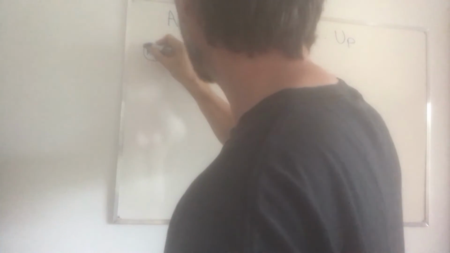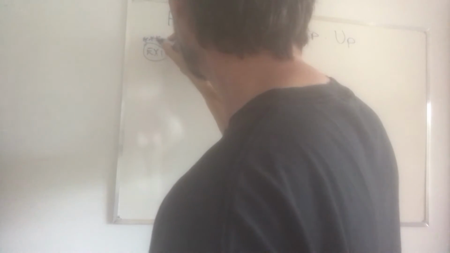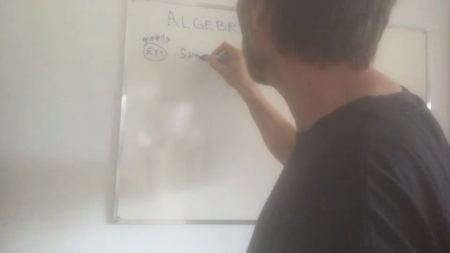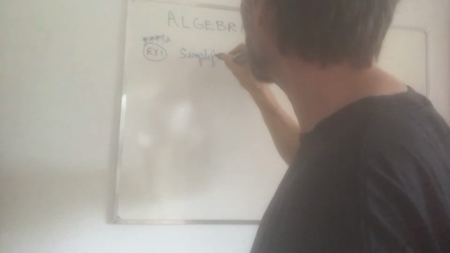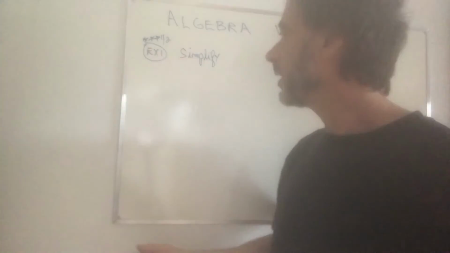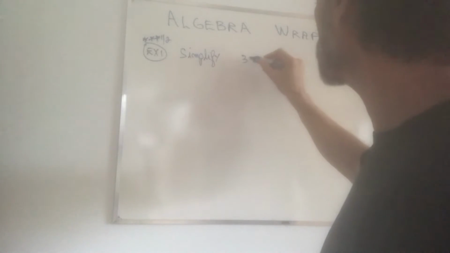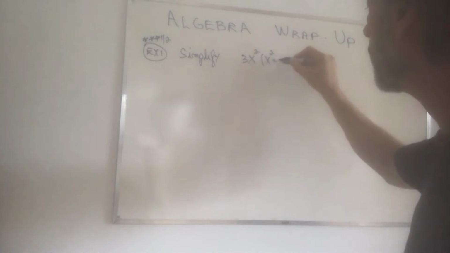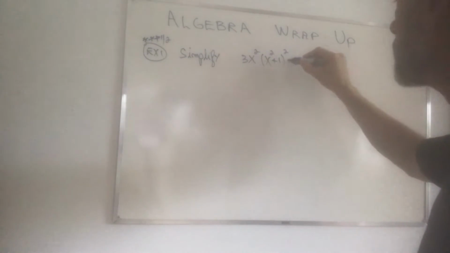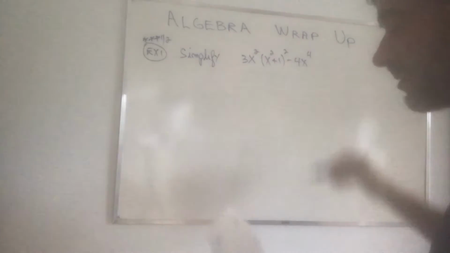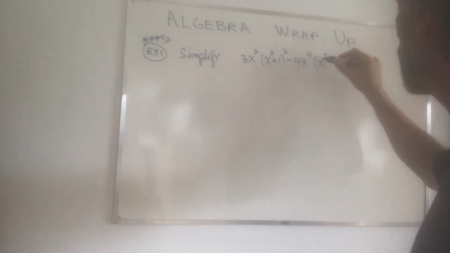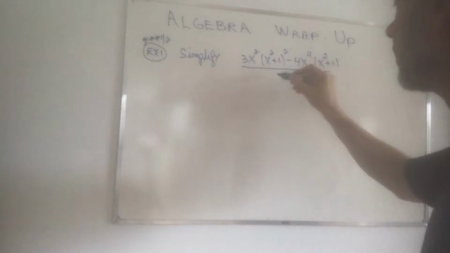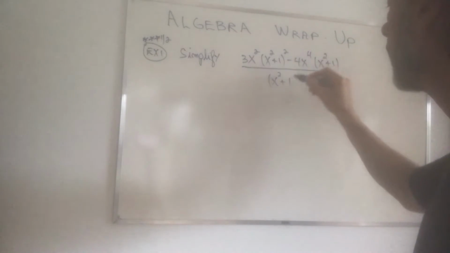Example 1. So these are difficult problems, 3.5 stars. The labeling of it is pretty much always the same in terms of how we call them. We call them simplified problems. So here's the expression. It's 3x squared times (x squared plus 1) squared minus 4x to the 4th times (x squared plus 1), all over (x squared plus 1) to the power of 3.